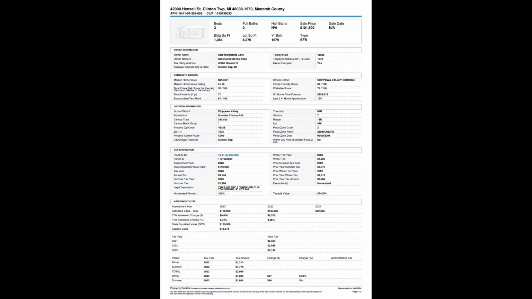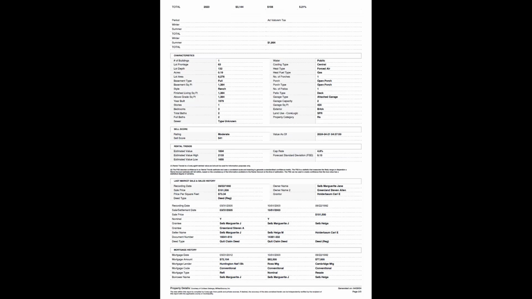I also like to use that because this is a great place to start when you're gathering your comparables. Because of course, that's going to tell you what the square footage is, how many bedrooms, how many bathrooms, how many half baths, when it was built, what type of property it is. Is it a ranch? Is it a colonial? Is it built on a basement? Does it have a garage? If so, what's the size of the garage?